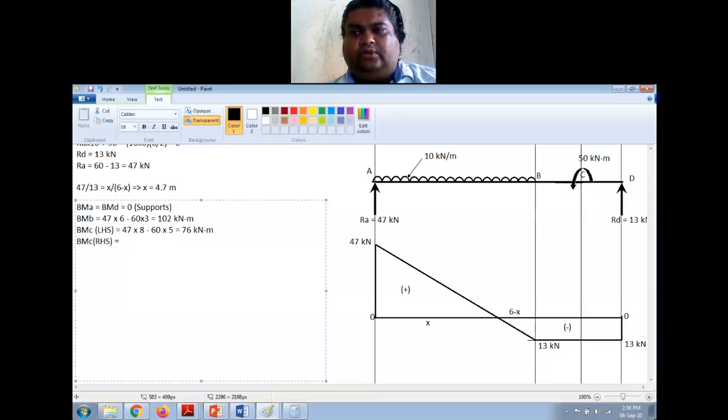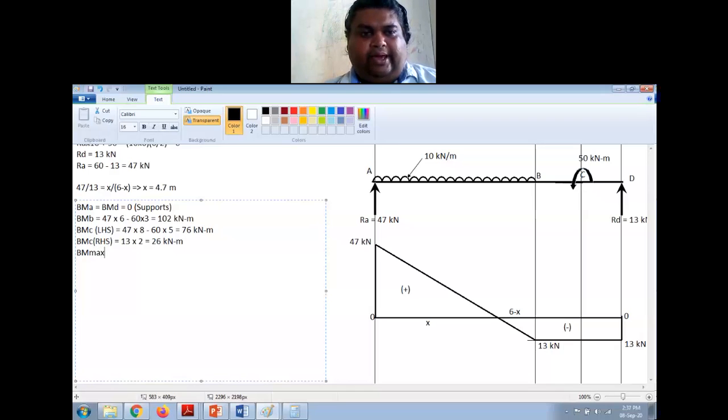So now BM at C on the right hand side of C is equal to RD. RD is an upward force. It is making a counterclockwise moment, right? Counterclockwise moment on the right hand side is positive. So this is 13 into 2, so this will be 26 kilonewton meter. Now I have found it at all the points. I need to find the maximum bending moment. If I do that, then I can draw the BMD.